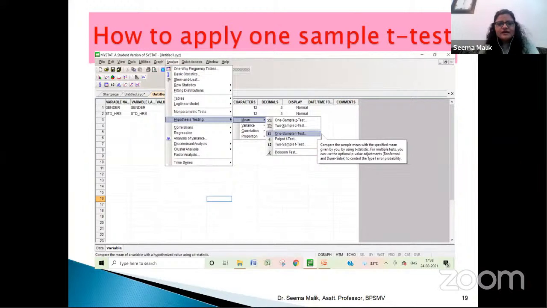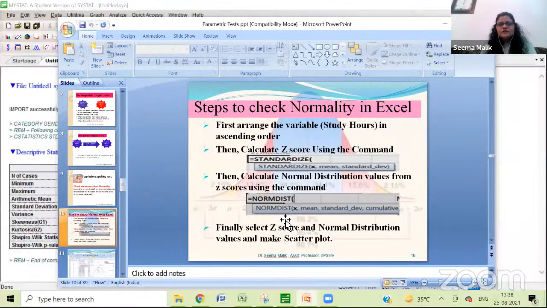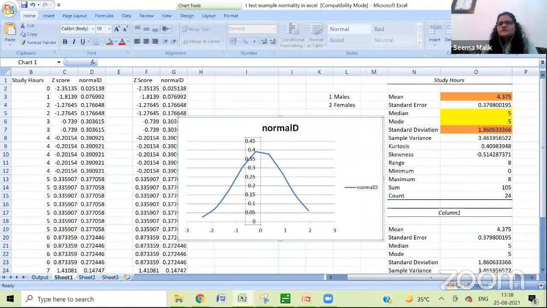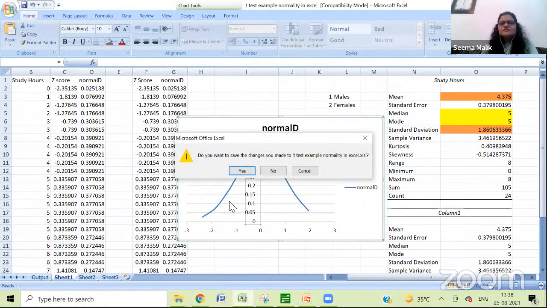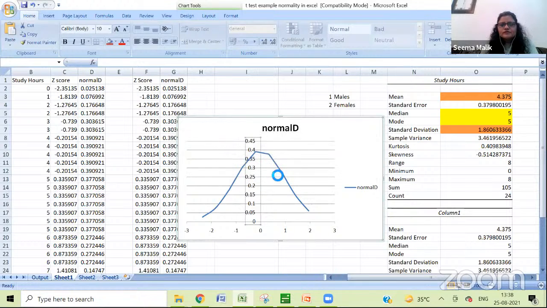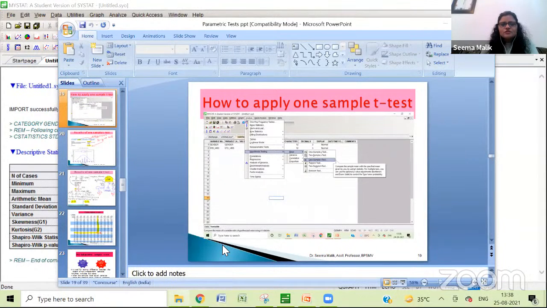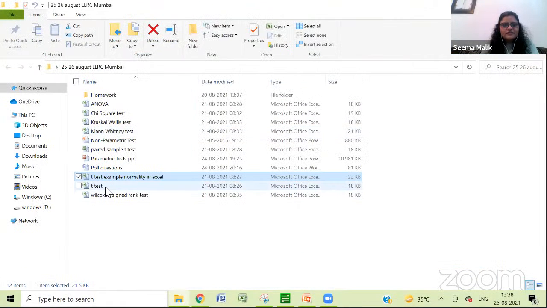Now, how to apply the one sample t-test. I'm opening the file in Microsoft Excel. I hope you remember that in the one sample t-test, we compare our sample mean with the population mean. So I'm opening the t-test file.